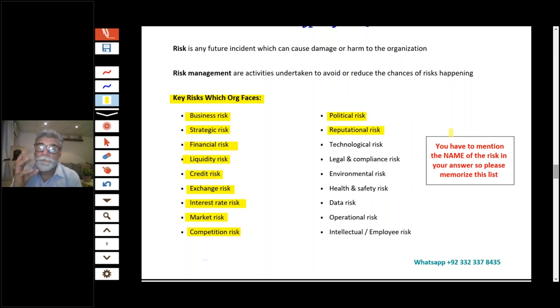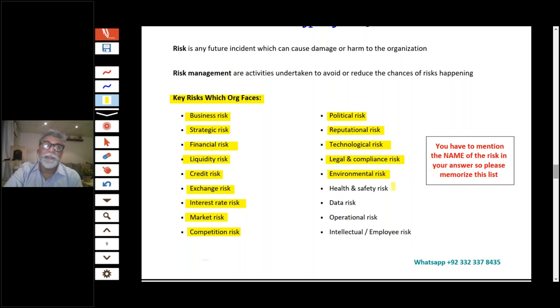Reputational risk, the risk that the company's reputation becomes negative. Goodwill goes away or there is some bad publicity. Technological risk, the risk related to technology, like IT related, hacking, virus, cyber crimes, and high dependency on internet and equipment. Something bad happens from the technology side, which adversely affects the business. Legal and compliance risks, there are so many laws which you have to follow, and the risk that you miss out and do a non-compliance can lead to penalties.